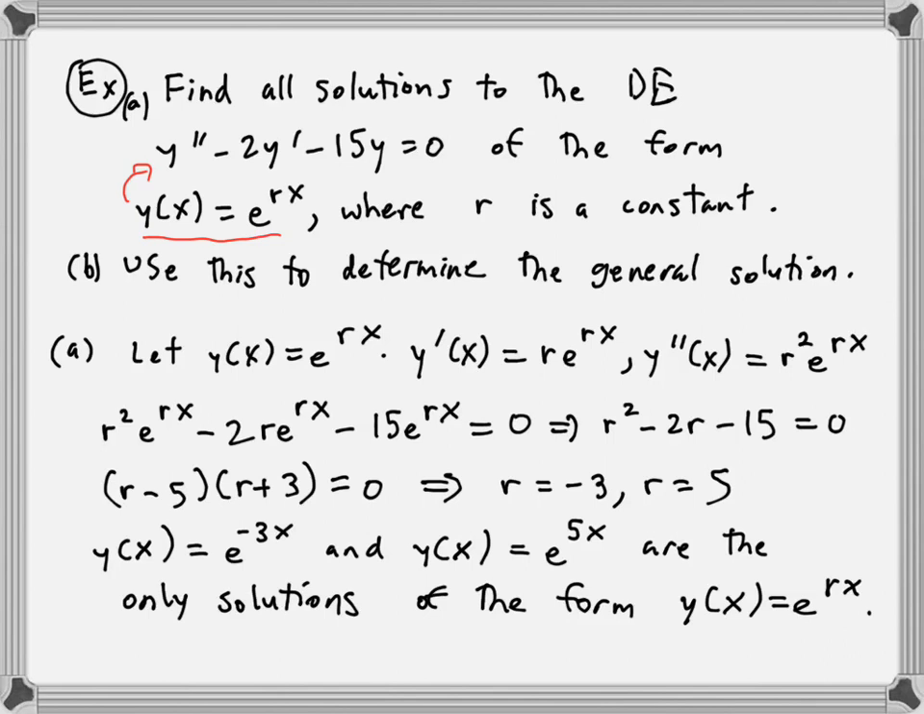Now, part B asks us a stronger question. Part B asks us to find the general solution. But how would we do that? Well, we actually need to check if those two solutions that we found are linearly independent. So let's go ahead and find the Wronskian, okay? So here's what I'm going to write down. Let's call y1 of x equal to e to the 5x, and y2 of x is equal to e to the negative 3x, okay?